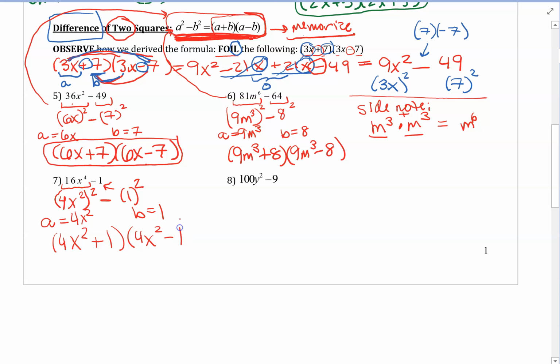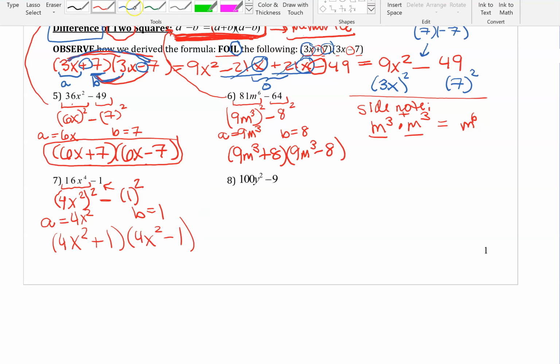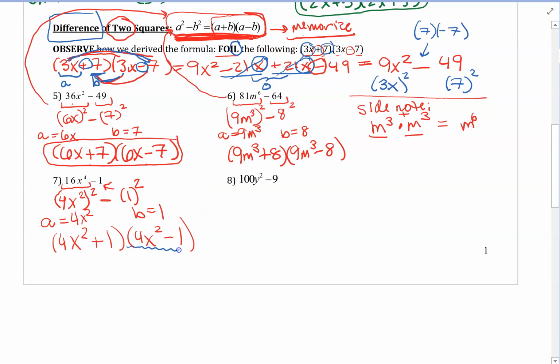4x squared minus 1. Now just look at this for a moment. Look at this answer. Specifically look at this part of the answer. Does anything strike you about this one? Well, I hope you're noticing, wait a minute, 4x squared, that's a perfect square of 2x. And again, 1 is a perfect square of itself. This is another difference of squares hiding inside the answer, so I need to keep going.